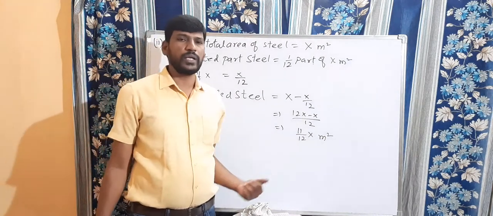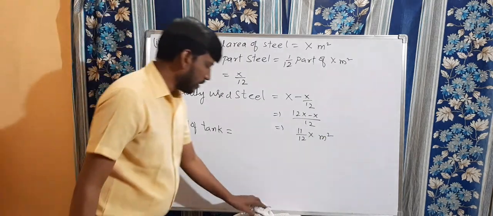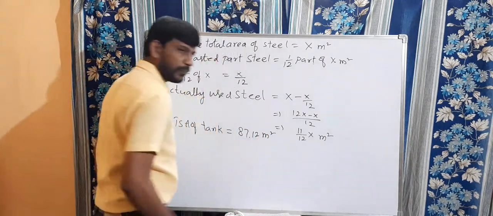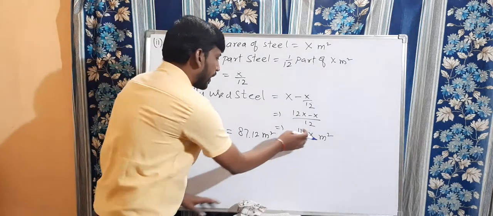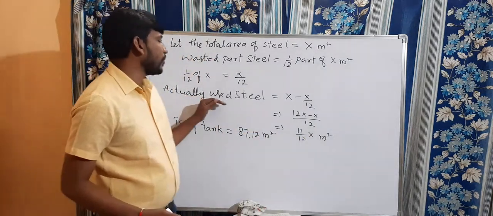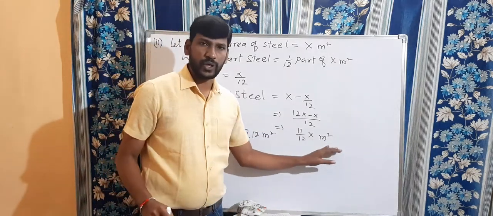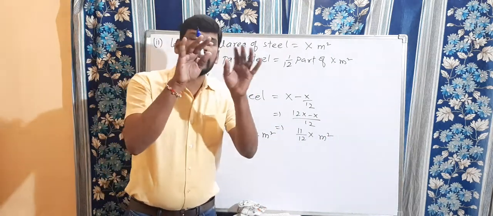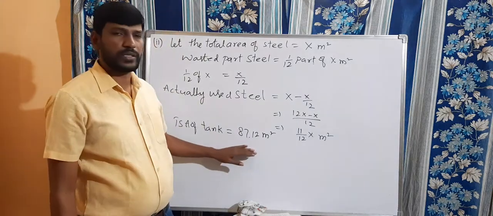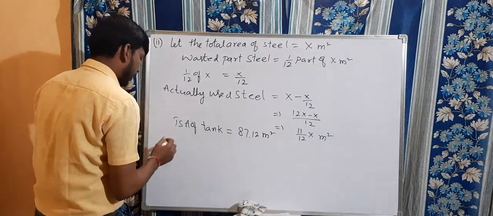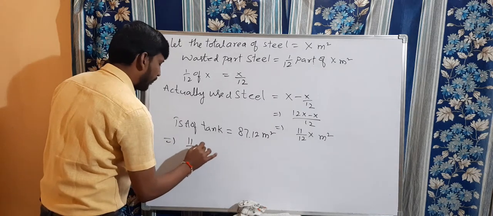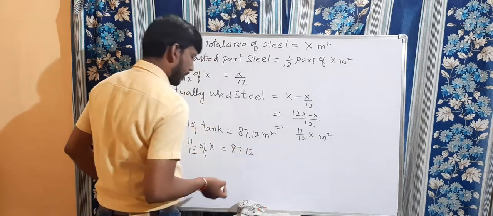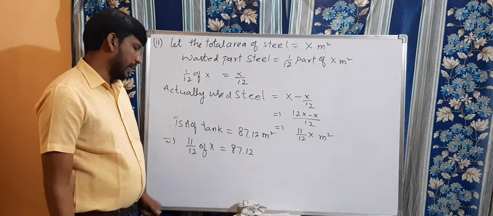So now, although we know, right children, the TSA of the tank we got here is 87.12 meter square. So now these two areas will be equal, because the total actually used steel is nothing but 11/12 x meter square. This much steel they used to make a cylindrical tank. So the closed cylinder tank is nothing but the TSA of this cylinder tank. So 11/12 of x is equal to 87.12 meter square. Now from this we can find the x value.